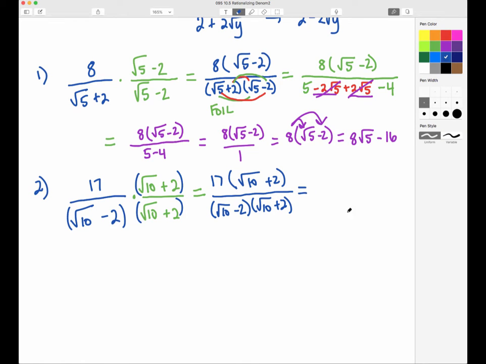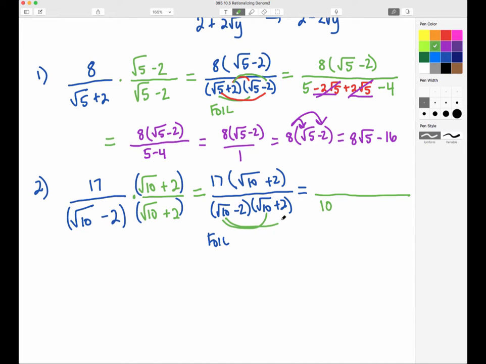All right, so denominator, couple sets of parentheses. I need to do my foiling to get an answer. So big fraction bar, let's start foiling the denominator. Square root of 10 times the square root of 10 is going to be 10.